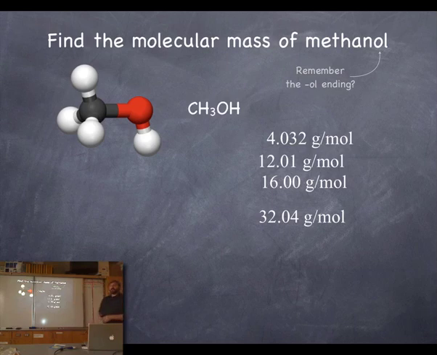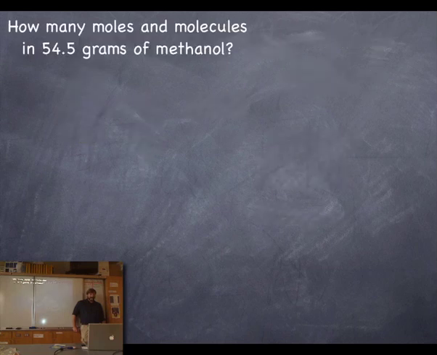All right, again, what is this good for? What does this information help us do? It helps us figure out how many molecules we have, right? It gives us the ratio of the mass in grams to the number of molecules. So if we had 54.5 grams of methanol, how many moles would that be?